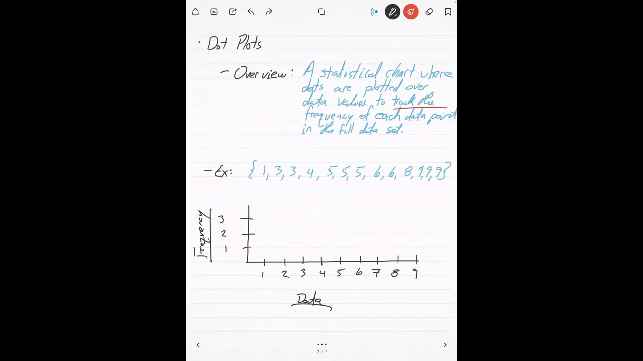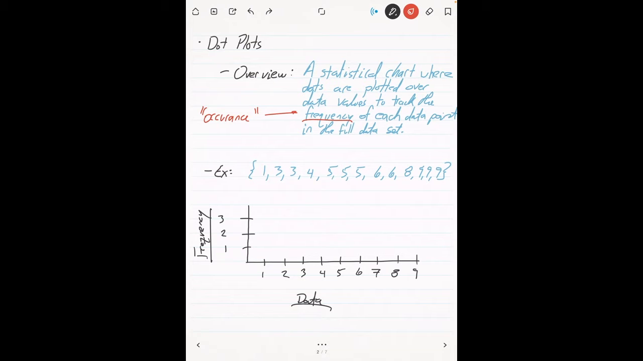To track the frequency, I'm going to also use the phrase occurrence. We want to track how frequently something appears or how much it occurs in the data set. That's what a dot plot does. So take a look at this data set here. We have 1, 3, 3, 4, 5, 5, 5, 6, 6, 8, 9, 9, and 9. We could just list this data out horizontally, but it's sometimes nicer to present it in a dot plot.